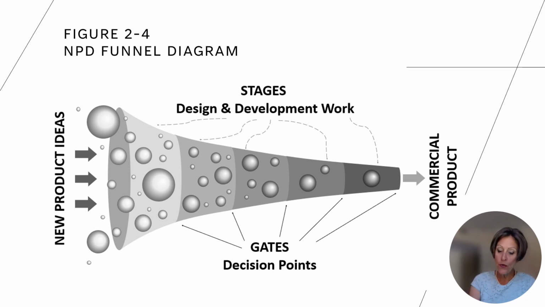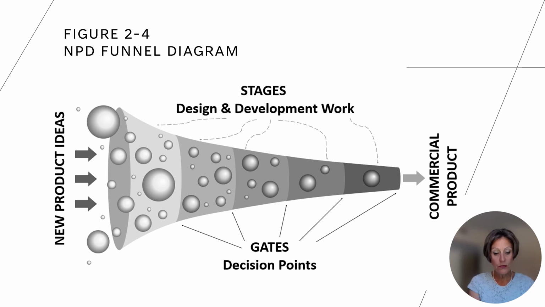The primary focus of a staged and gated NPD process, including traditional waterfall methodologies and hybrid systems like Agile, is to manage financial risk. It is not uncommon to overlay the NPD funnel with a staged and gated process to illustrate the culling of product ideas over time. See Figure 2-4 as shown on the screen.